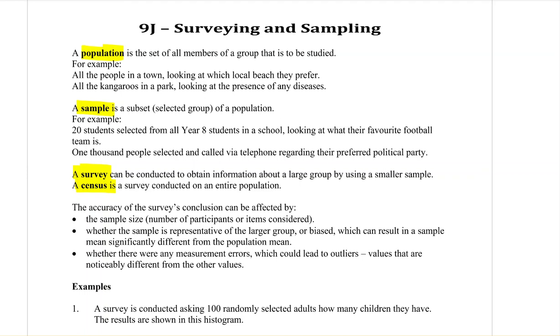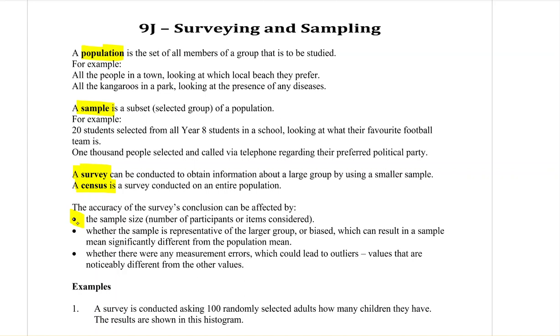However, the accuracy of a survey's conclusions can often be affected, and you want to make sure that your results are reasonable and haven't been misleading in any way. So some of the things you need to consider is the sample size. You can't choose a sample of one person to represent an entire town. You have to be reasonable. If you're not going to survey the entire population, you at least need to select a reasonable representation.